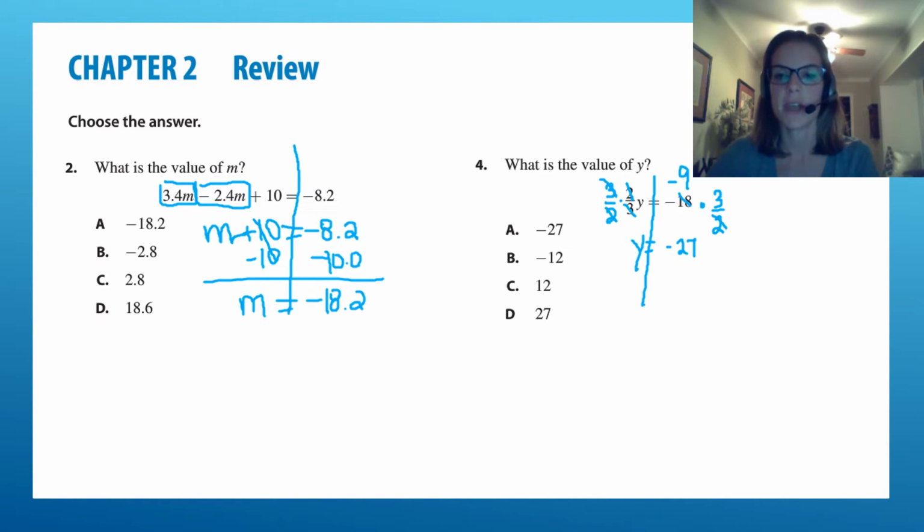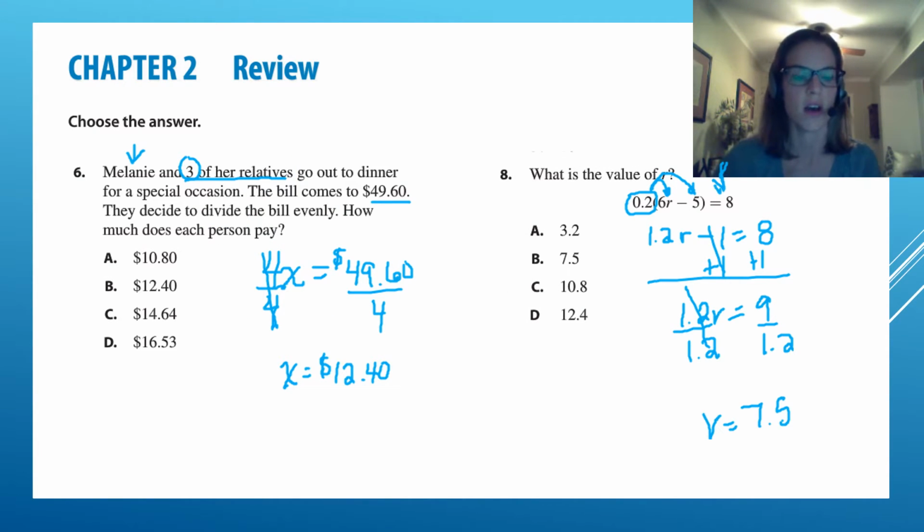I can simplify here by saying 2 will go into 18 9 times. That is a negative 9, so I have negative 9 times 3, and negative times a positive equals a negative, and that's going to give me negative 27. Okay, I can plug that back into the problem for y and say negative 27 times 2/3. If you were to simplify that, you would divide by 3 to get 9, and negative 9 times 2 does give you negative 18.